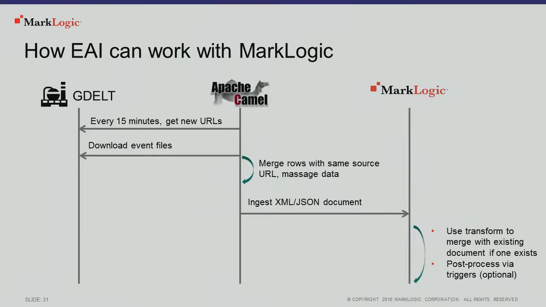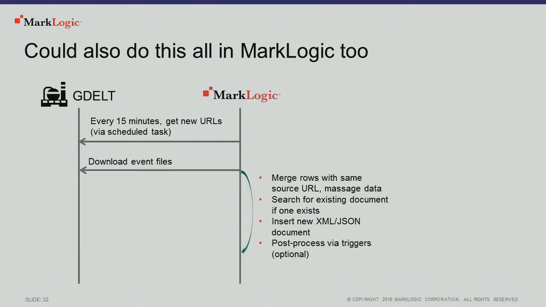So one way that we can do this with Camel and MarkLogic is we can have Camel do the event-based part where every 15 minutes it calls out to get the new URLs and then it downloads the event files. It then does all the merging of rows that have the same source URL, massages the data, does whatever we need to, and then it calls MarkLogic with an XML or JSON document. And MarkLogic on a transform can then do a merge if there's already a document in there. But this is also something that we could do entirely within MarkLogic as well.